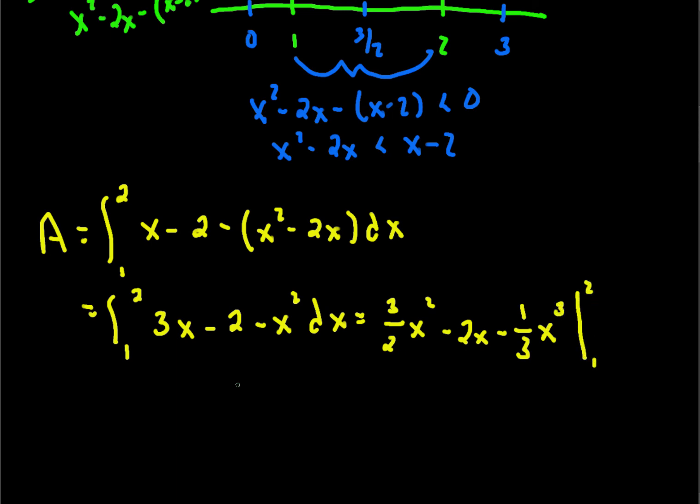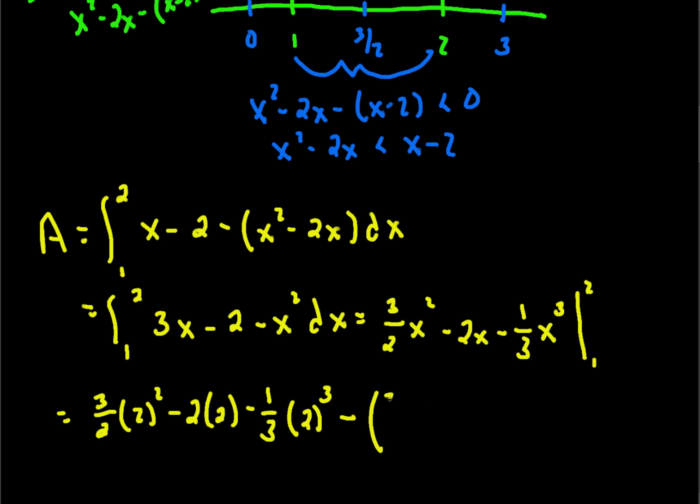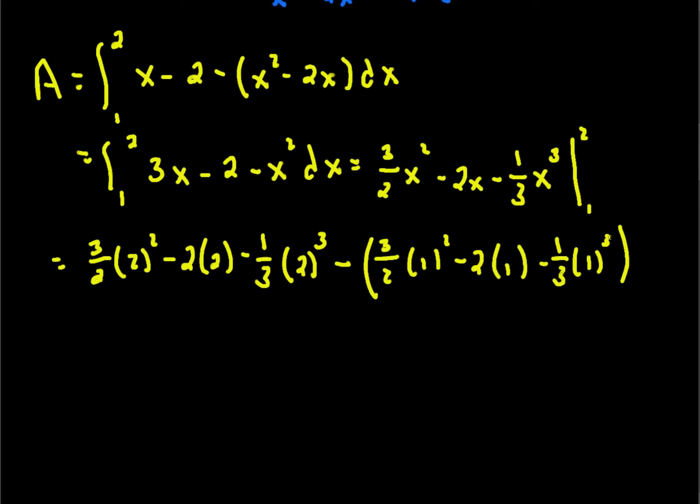This is equal to 3 halves x squared using the power rule, minus 2x, minus 1/3 x cubed, all between 1 and 2. So this is equal to 3 halves times 2 squared minus 2 times 2 minus 1/3 times 2 cubed, minus 3 halves times 1 squared minus 2 times 1 minus 1/3 times 1 cubed. And if you work that all out, you'll see that this is equal to 1/6.